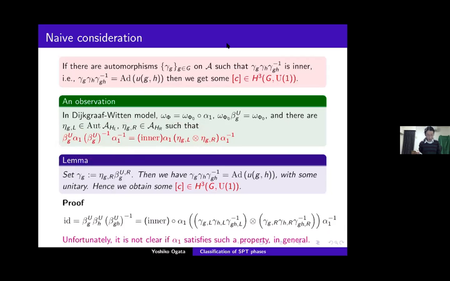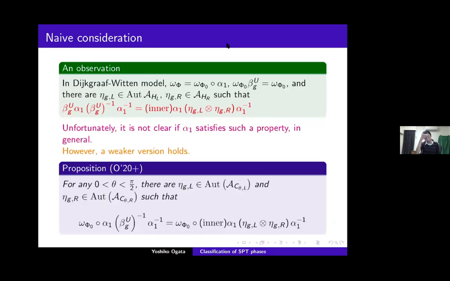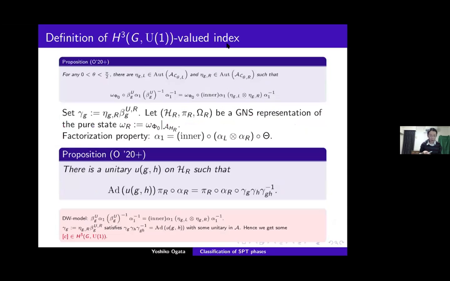The problem is that I don't know if this alpha 1 in general satisfies such a nice condition. However, it turned out that some weaker version of this condition can be satisfied in our setting as well, and that is enough. Although our gamma g is not inner itself, it can be implemented in a suitable Hilbert space by some unitary operator, and this unitary operator does the job and gives us some third cohomology class.